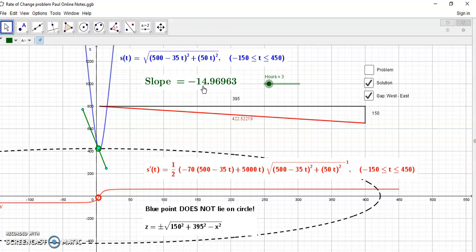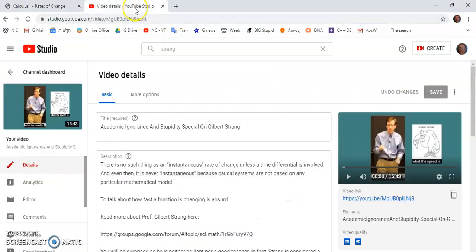That's just absolute rot. And then, of course, what these fools constantly go on about is the instantaneous rate of change. By the way, there is no such thing as an instantaneous rate of change. And if you go to this video here, I debunk everything about instantaneous rate of change. This moron that you're looking at here is Professor Gilbert Strang from MIT, who's one of the chief propagators of this bullshit theory.